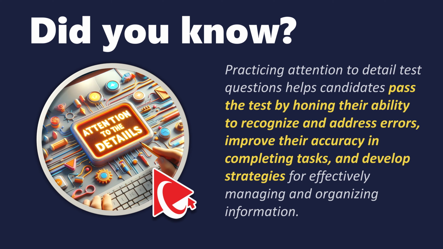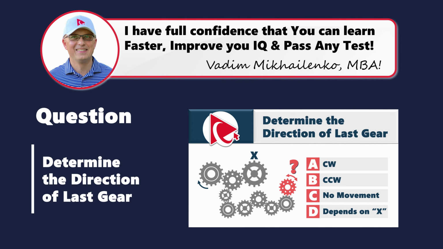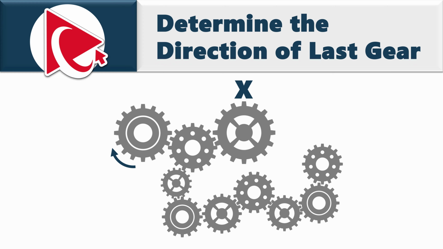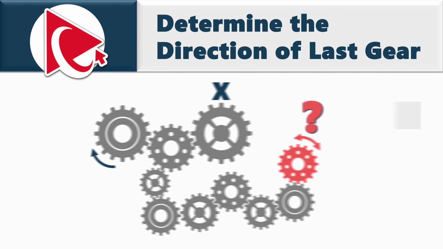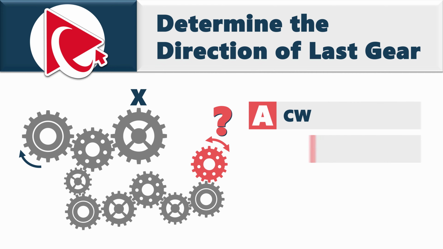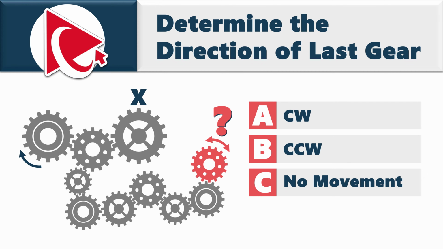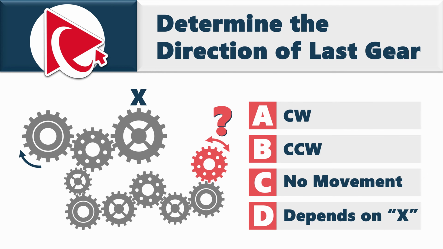This particular question is waiting for your individual touch to get solved, and I have full confidence that you can do it. You're presented with the fancy-looking mechanism, and you need to determine the direction of the last gear. Your choices for the answers are choice A, CW, choice B, CCW, choice C, no movement, and last but not least, choice D, depends on X.